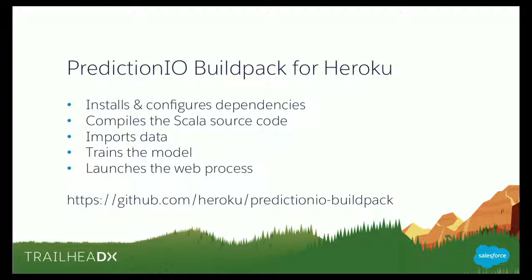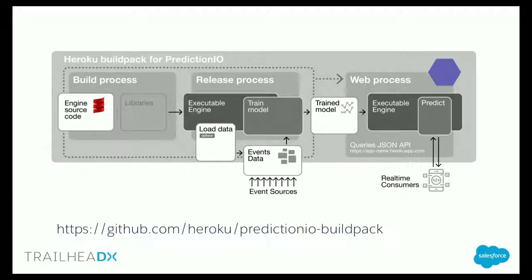So this build pack helps us install and configure dependencies, compile the Scala source code, import data, train the model, and launch the web process. This is a whole workflow, which is better explained in this diagram. You can see a more detailed version of this on the PredictionIO build pack GitHub repo. I highly recommend, if you have any questions or want to dive deeper, basically everything I talk about here today is linked through that build pack repo.